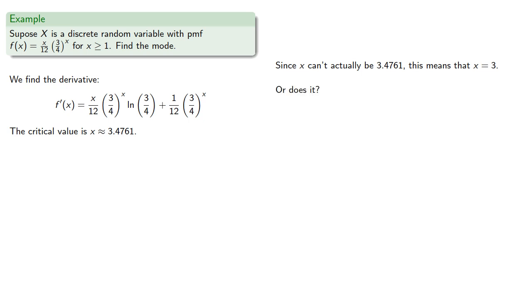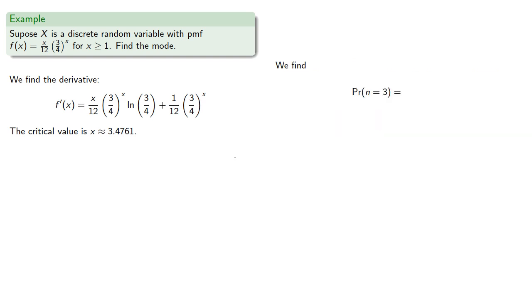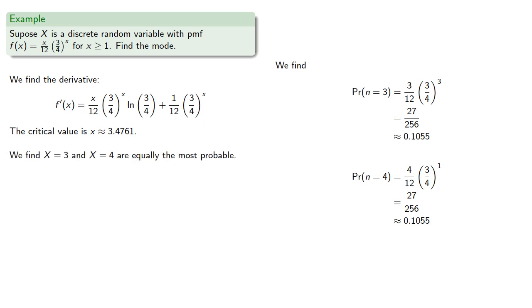Or does it? Without more details of the local behavior, we don't know the relationship between f of 3 and f of 4, so we'll compute both. We find the probability that n equals 3 will be, and the probability n equals 4 will be, and so we find that x equals 3 and x equals 4 are equally the most probable, and so the modes are x equals 3 and x equals 4.